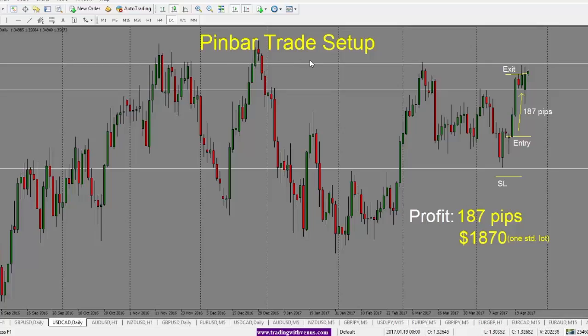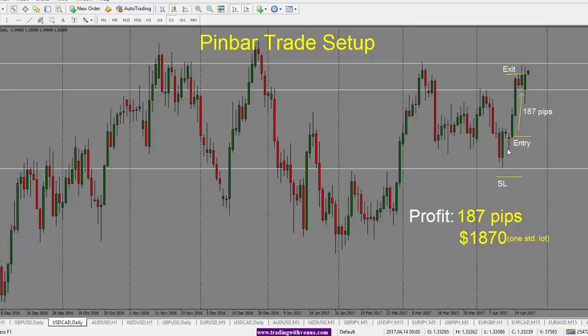We're looking at a Pinbar trade setup. This is the $CAD daily chart. A Pinbar is formed with a small body and a long wick towards the bottom. And usually this means rejection of the price. This means that the buyers have stepped into the market and the price has failed to move lower.